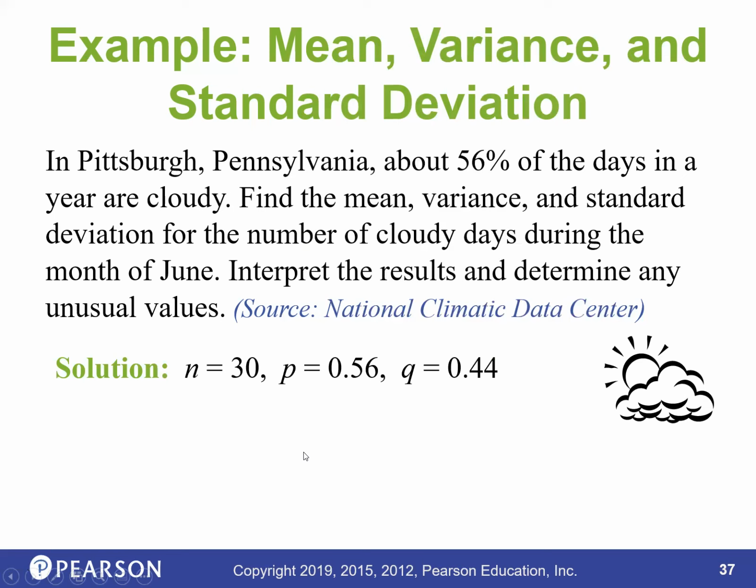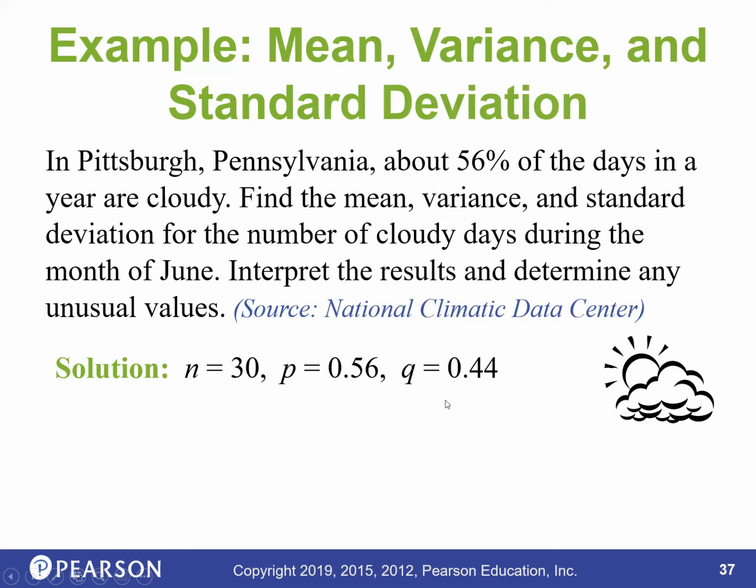Okay, let's go with it here. So solution is this. N is equal to 30, because that means there's 30 days in June, right? So we got to think about the days here. Success is 56. Failure is 44.